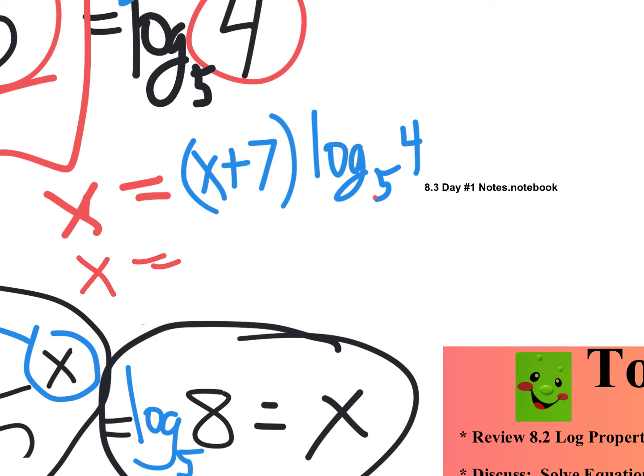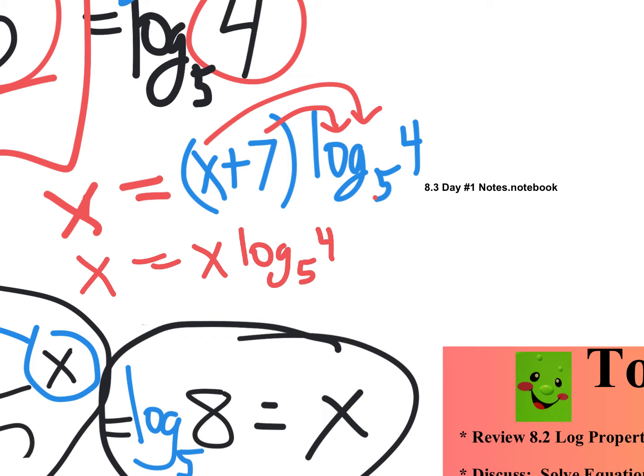x equals, I'm distributing this out, x times log base 5 of 4 plus 7 times log base 5 of 4. You might be wondering, why did you distribute that out? Why didn't you just leave that factored like that? Because the x was trapped in there.